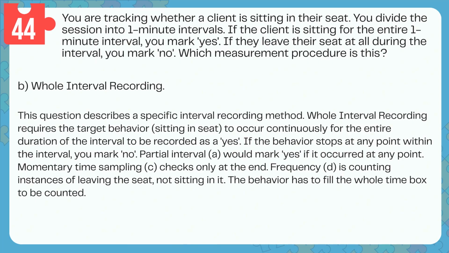Partial interval, A, would mark yes if it occurred at any point. Momentary time sampling, C, checks only at the end. Frequency, D, is counting instances of leaving the seat, not sitting in it. The behavior has to fill the whole time box to be counted.